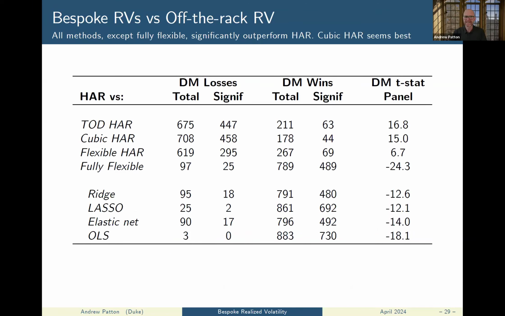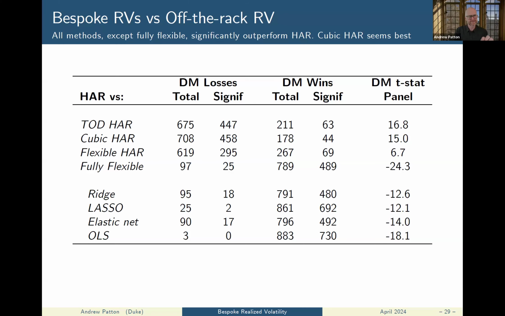Okay, so this is our main table. This is the biggest table I'm going to show you. I'm going to walk through it slowly, highlight what's coming out. So what we're doing here, we're doing pairwise comparisons of models. I have the HAR, which is our benchmark model with standard plain vanilla realized variance as an input, against these competing models.